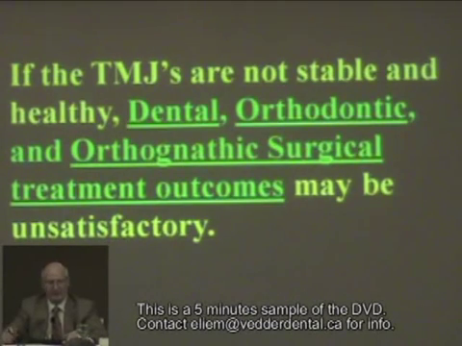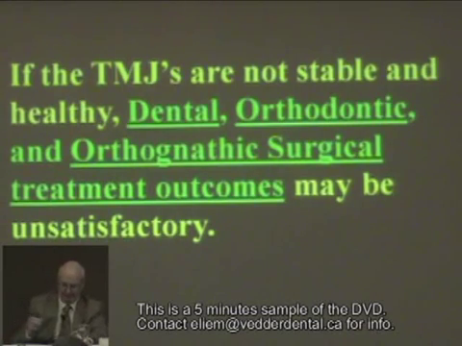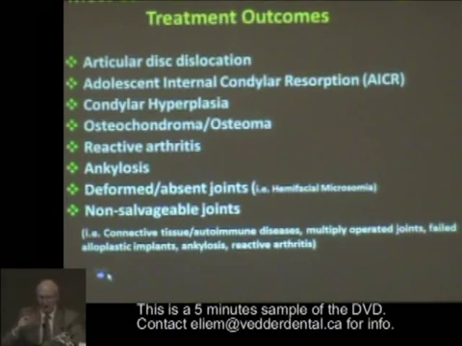So TMJs that are not stable and healthy, and what we do may not be very predictable, maybe unsatisfactory relative to patient balance, function, aesthetics, and particularly to pain. These are some of the most common TMJ problems that occur in the joints. And we're going to go through each one of these almost independently so that you can get an idea of how to diagnose this, what kind of problems these different entities cause, and how we can treat them with highly successful outcomes.